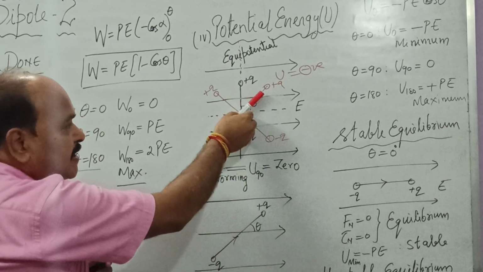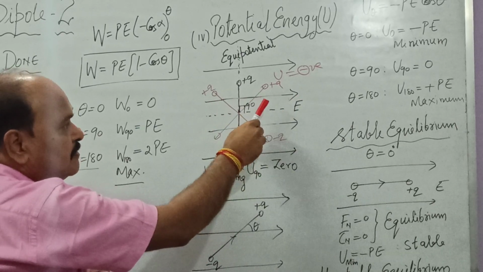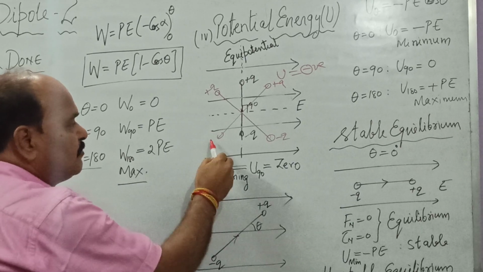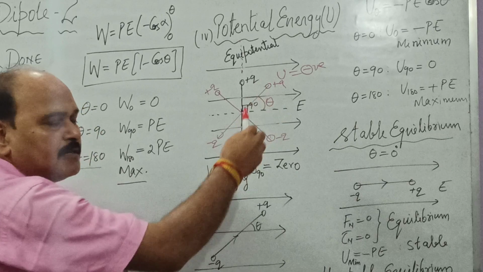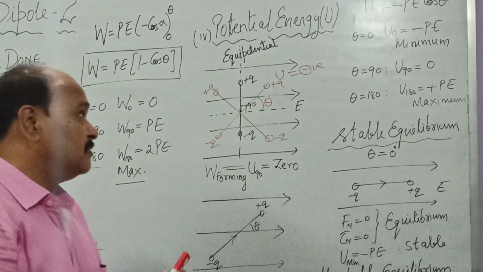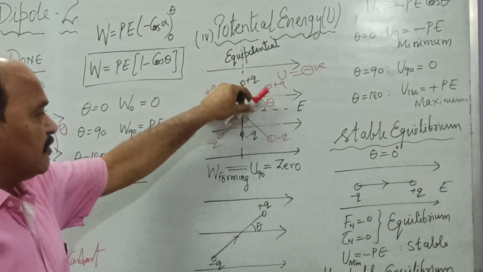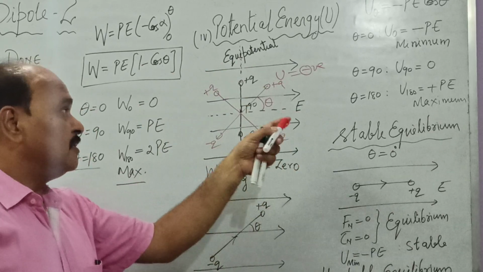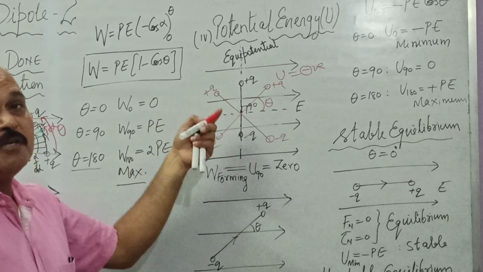So in all these orientations, when the positive charge lies in this right half and negative charge in this left half, the potential energy is what? Negative. Or you can say when angle theta is what? Acute. When angle theta is acute, the potential energy is going to be negative, less than 0. For this orientation, energy is 0. So for all acute angles, the potential energy is less than 0, that is negative. And for all obtuse angles, the potential energy is going to be positive.